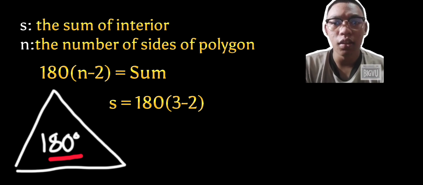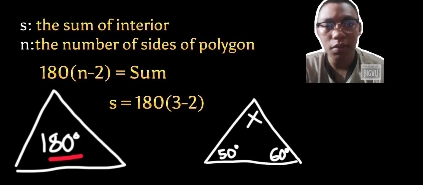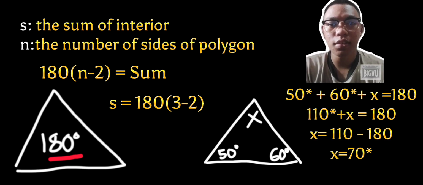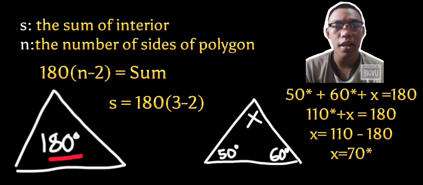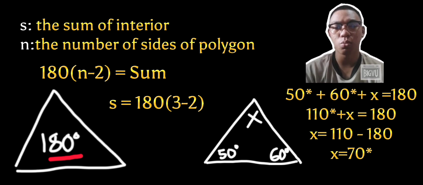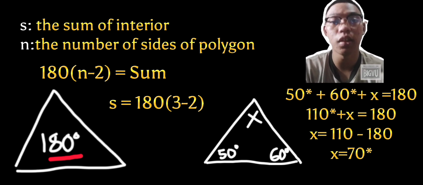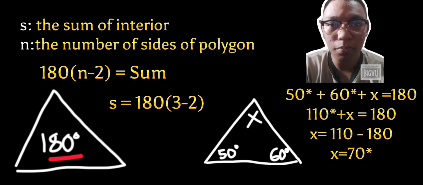Knowing that, let's say this angle is 50 degrees, and this angle is 60. What's the missing angle? The missing angle is x. We know that 50 plus 60 plus x has to add up to 180. 50 plus 60 is 110, and x is going to be 180 minus 110, so the missing angle has to be 70. So a triangle has three angles inside of it, which must add to 180 degrees.